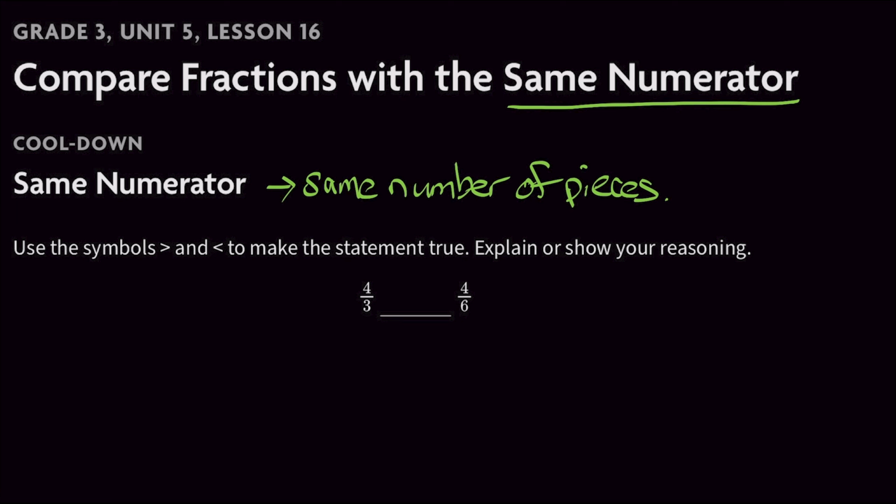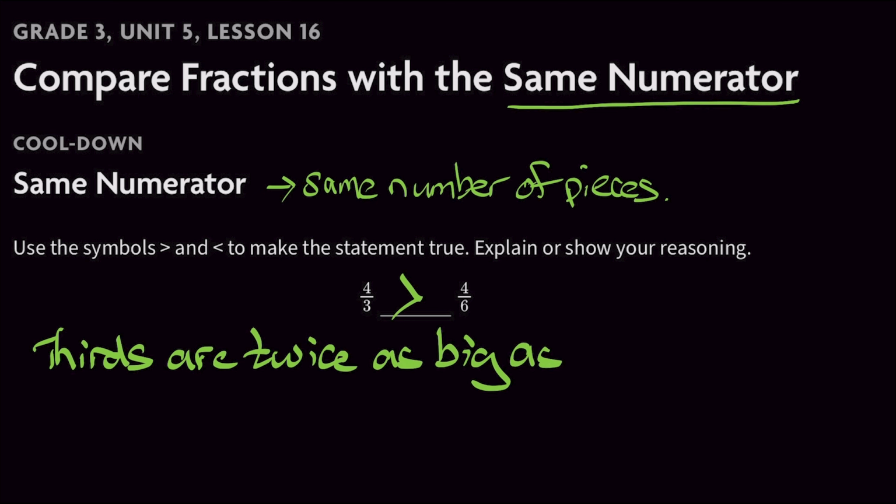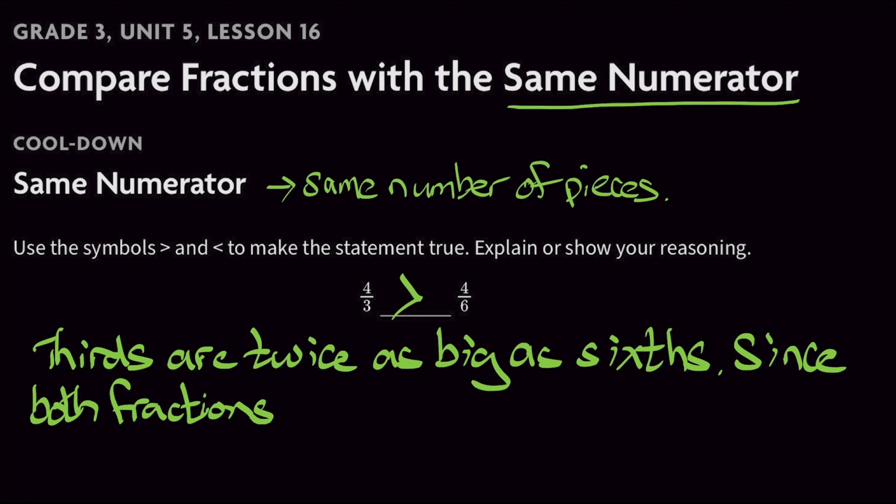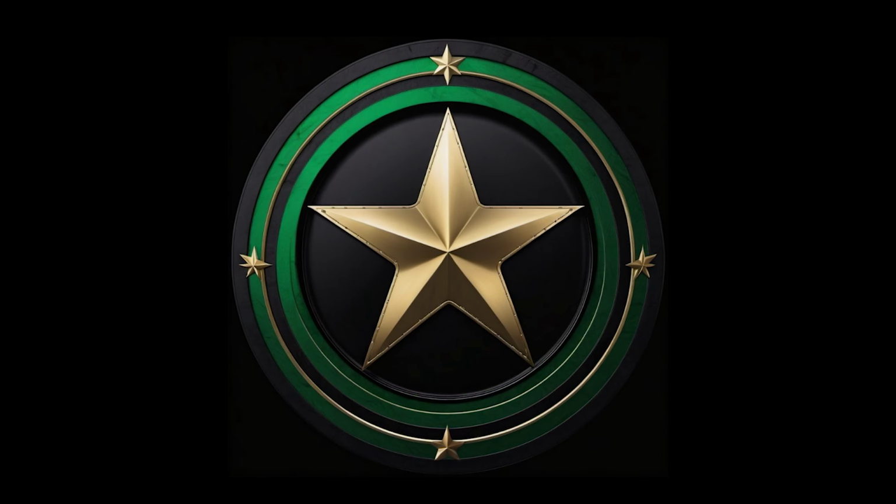So since I know that thirds are twice as big as sixths, it's not very difficult to understand that 4 larger pieces are going to be greater than 4 smaller pieces. So 4/3 is greater than 4/6.